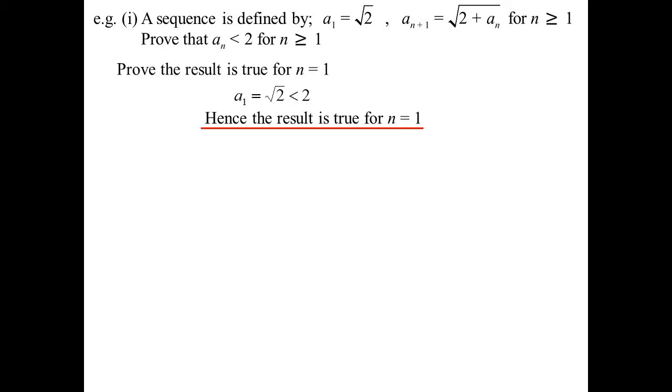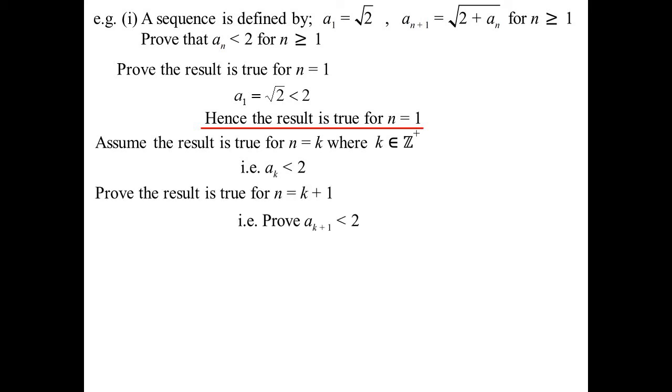Prove it true for 1. Well, they told me the first term was the square root of 2. Square root of 2 is less than 2. So, yep, that fact is true for n equals 1. We're going to assume the result's true for n equals k, so the kth term will be less than 2. I now want to prove that the k plus 1th term is less than 2.